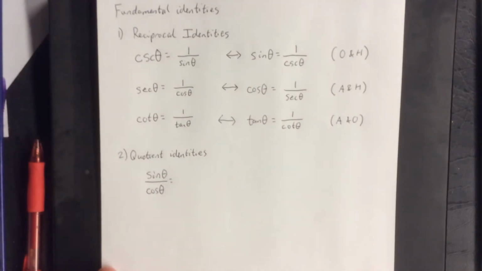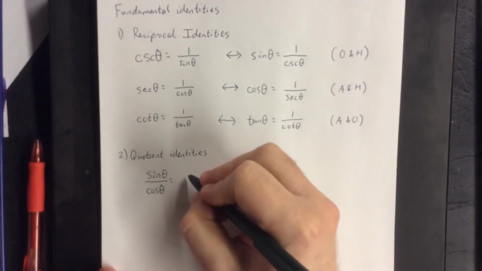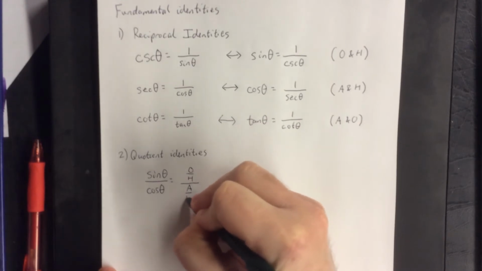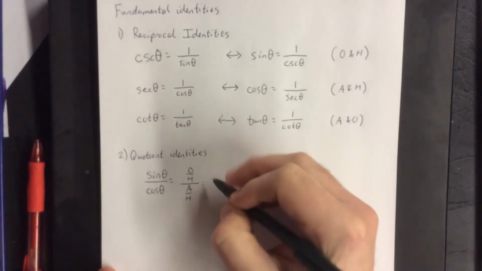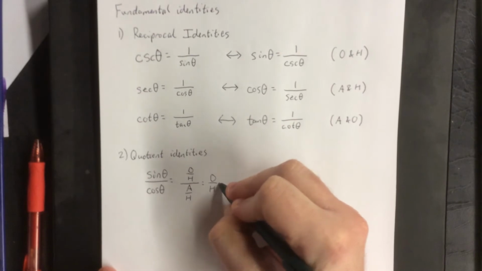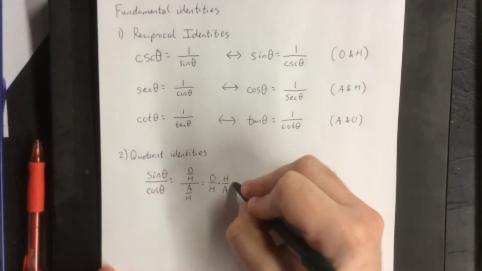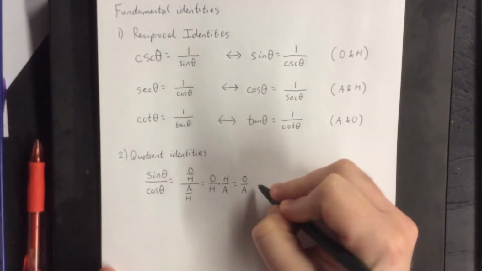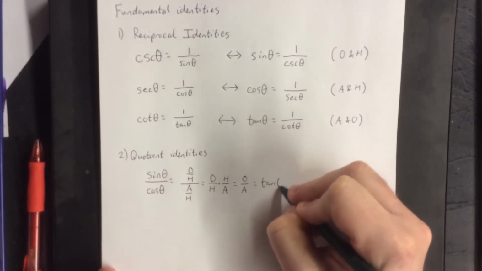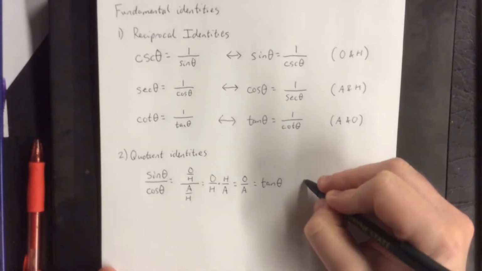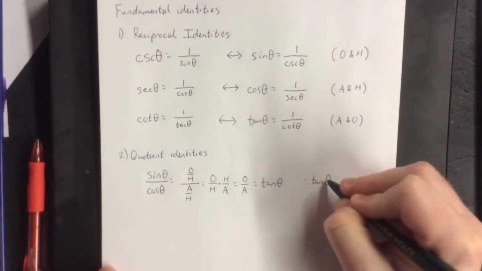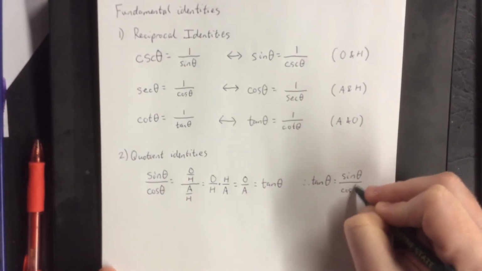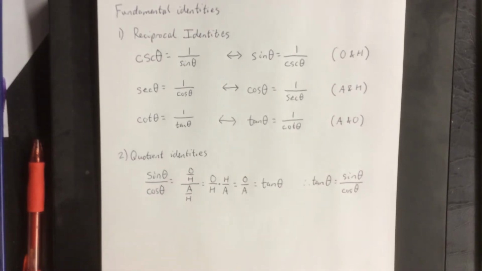Putting these in terms of the ratios that we know, sine is opposite over hypotenuse, and cosine is adjacent over hypotenuse. Dividing by a fraction means that you can multiply by the reciprocal, and by multiplying by the reciprocal we can cancel out the h's, leaving us with opposite over adjacent. Opposite over adjacent would be the tangent of theta. So more commonly you're going to see this written in the following form. The tangent of theta can be expressed as the sine of theta divided by the cosine of theta.